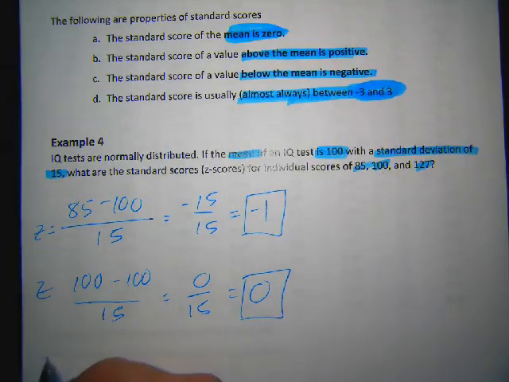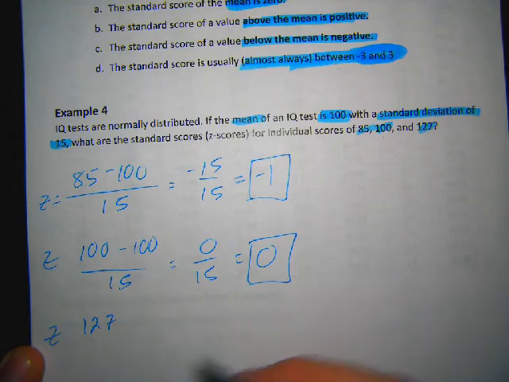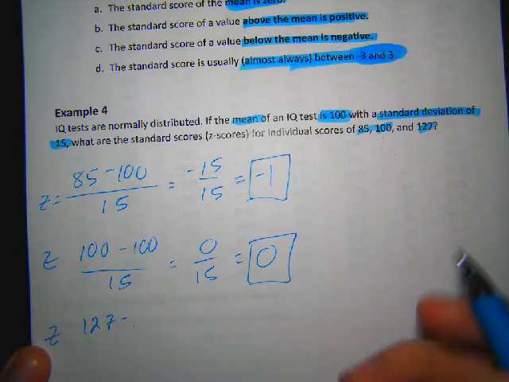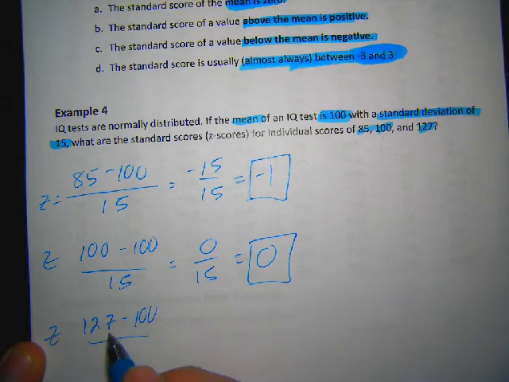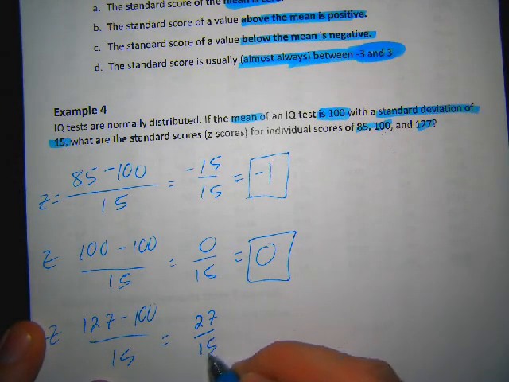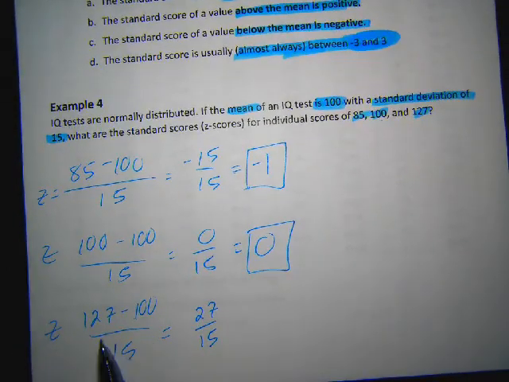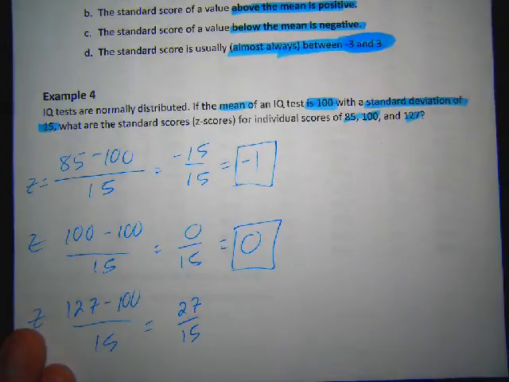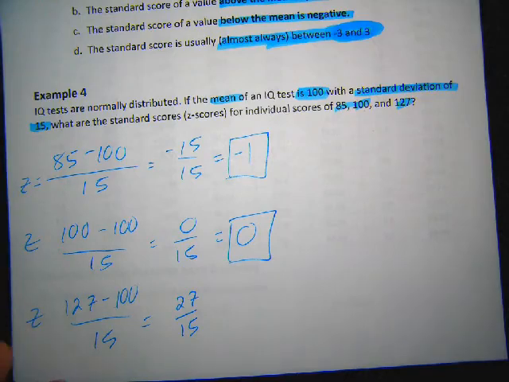Last one, we're going to do the z-score of 127. I had to throw in one that wasn't a nice whole number, so we'll find out we get at least a decimal. That's pretty common with z-scores. Subtract 127 minus 100, divided by 15. 127 minus 100 is 27, so we get 27 over 15. This is going to be positive, because 127 is above average. It's over 100, so we're expecting a positive. Just got to figure out what it is. We take 27 divided by 15, and we get 1.8.